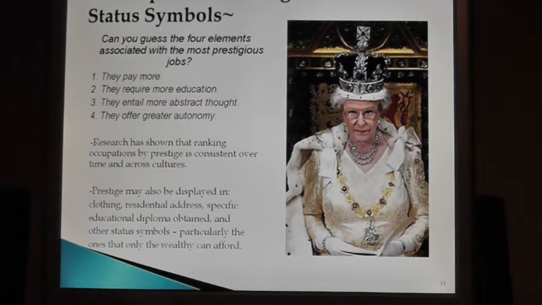So perhaps you might run into some individual in the supermarket and they talk to you in the most abstract language possible, using big words that nobody can understand. You might assume, this person is trying to communicate their status to me in some way.